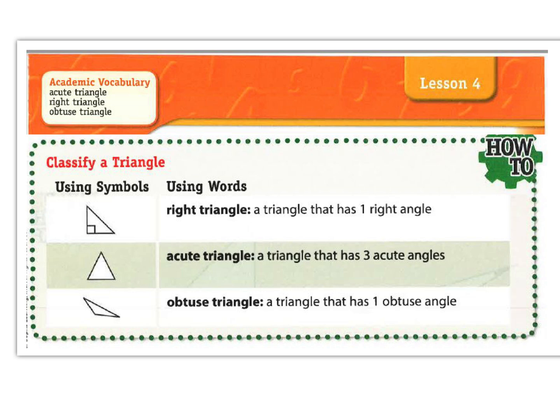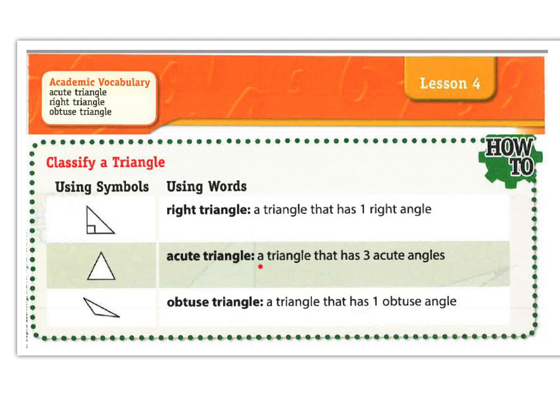So then if you look at it with triangles, you can see a right triangle is a triangle that has one right angle. So you can see the right angle right here with the little square. Remember, that indicates a right angle or 90 degrees.